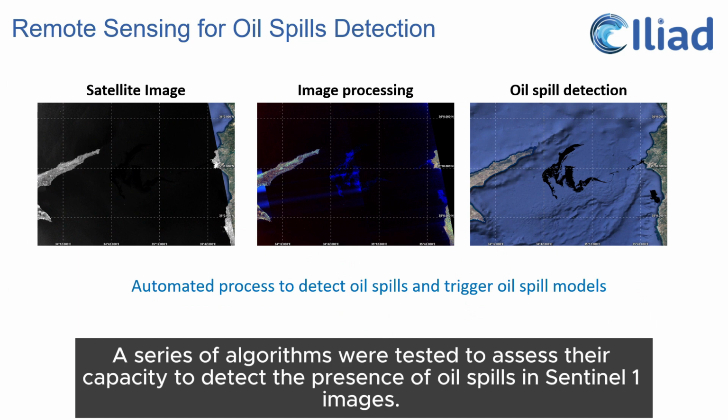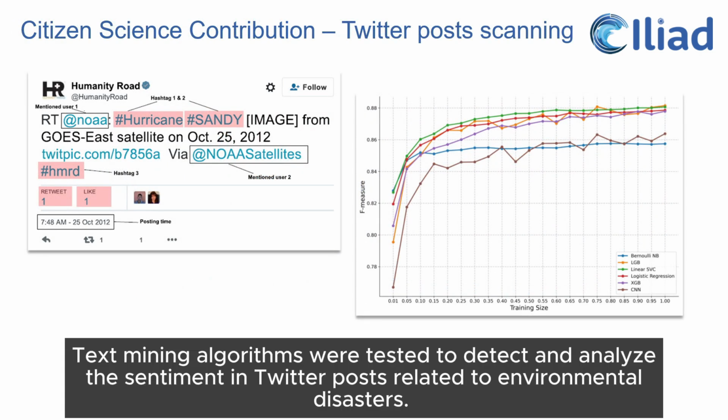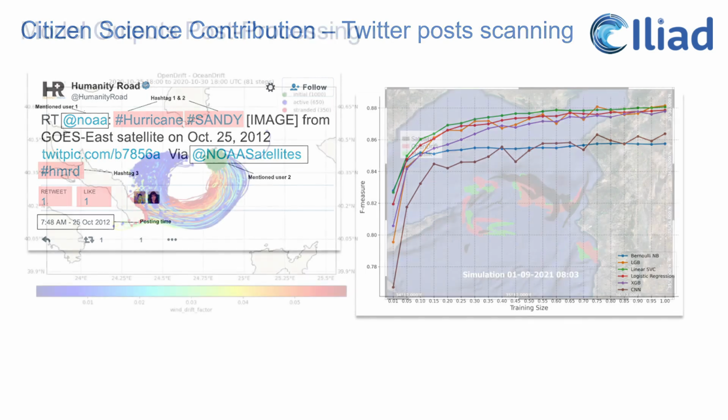A series of algorithms were tested to assess their capacity to detect the presence of oil spills in Sentinel-1 images. Text mining algorithms were tested to detect and analyze the sentiment in Twitter posts related to environmental disasters.